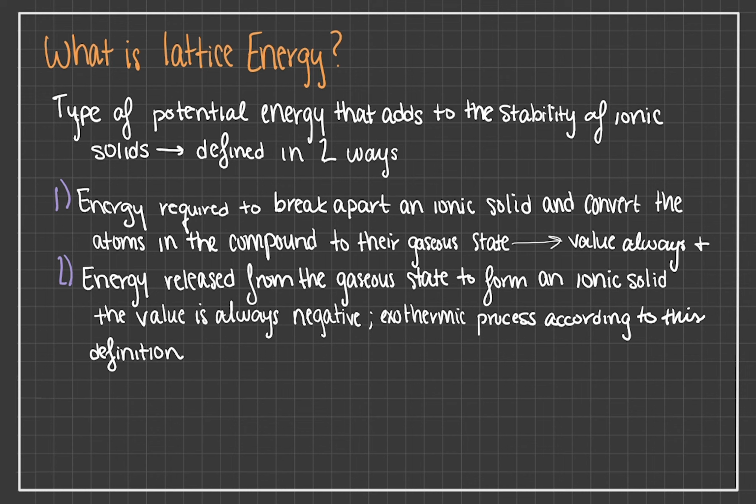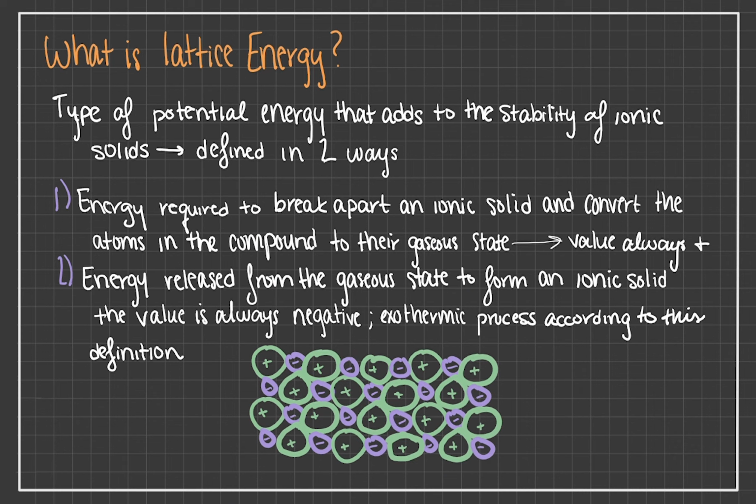Now, I have drawn, to the best of my ability, a sort of diagram of ionic compounds, and we're going to see that it alternates between positive and negative. The positive are going to be green, and the negative are going to be purple. And so the interactions and the way that these atoms are held together, that stability is due to lattice energy. We're going to go into what lattice energy is composed of.